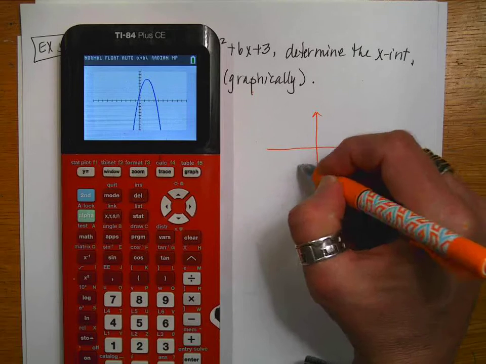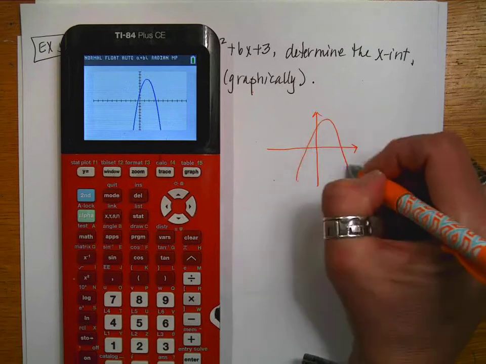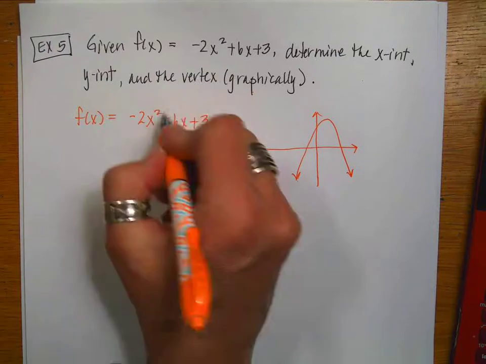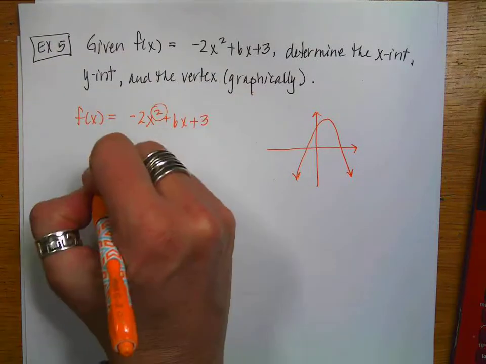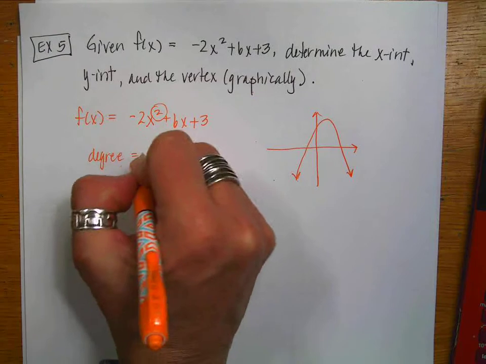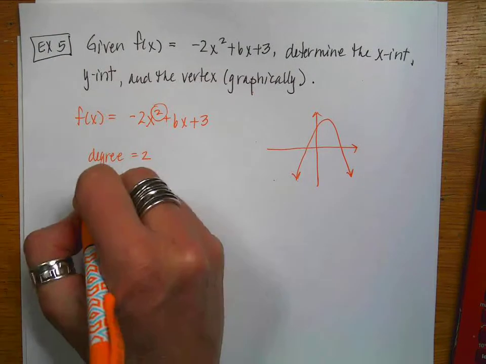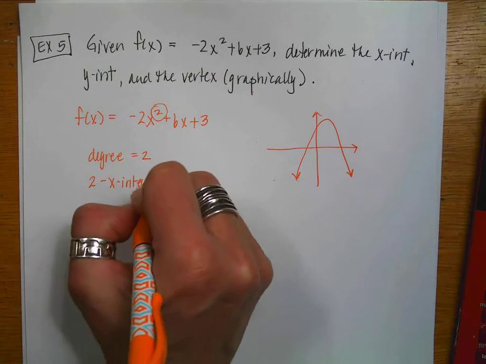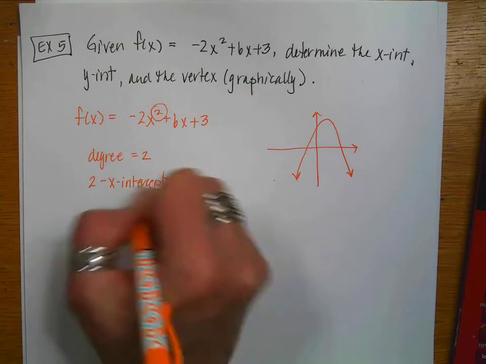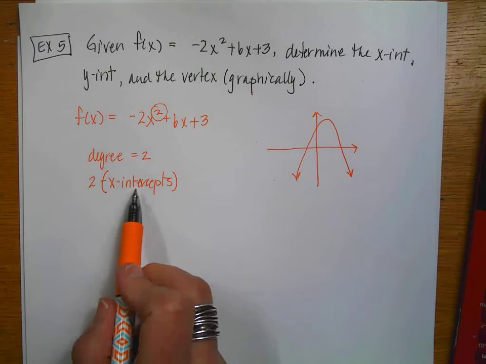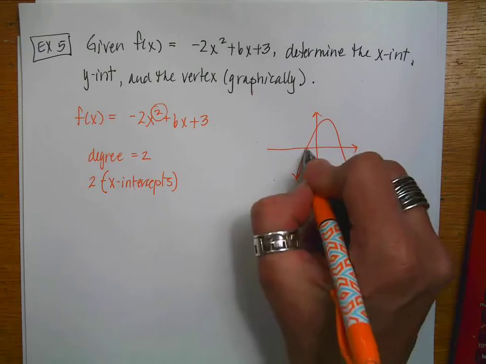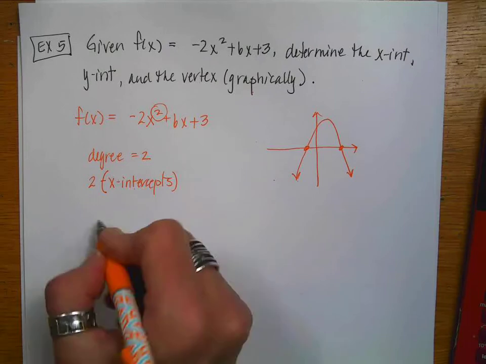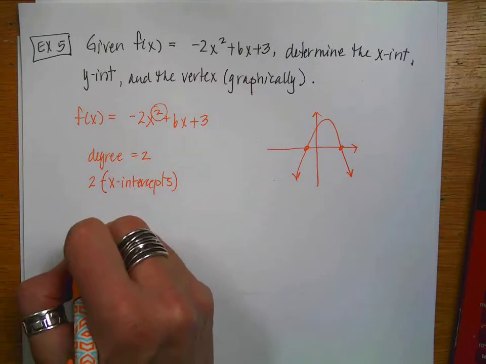And I'm going to sketch my graph over here on the side. So my parabola looks like this, okay? As we think about a parabola, we would say that the degree is 2, which means it's going to have 2 x-intercepts. There are cases where it doesn't, but in general, we're going to have 2 x-intercepts. So one of them is here, and one of them is here.